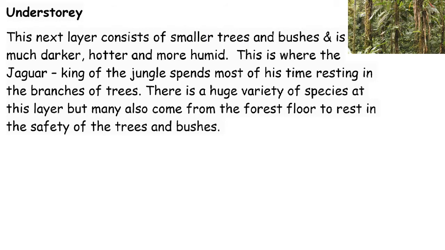As I say, we're moving on to the next part of the canopy now, and this is called the understory. Okay, so this is the underneath, not quite at the bottom, but under that middle layer that's very thick, and it consists of smaller trees and bushes, and is much darker, hotter, and more humid. It holds all the heat of the rainforest and all the dampness. This is where the jaguar, king of the jungle, spends most of his time resting in the branches of trees. There's a huge variety of species at this layer, but many also come from the forest floor to rest in the safety of the trees and the bushes.